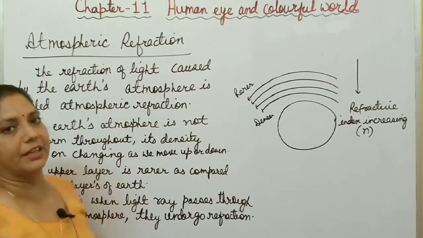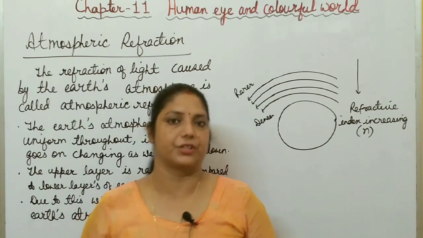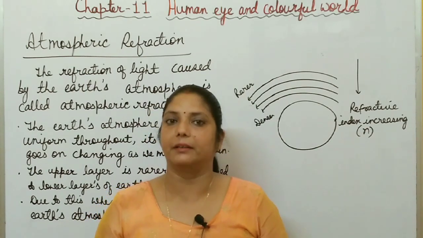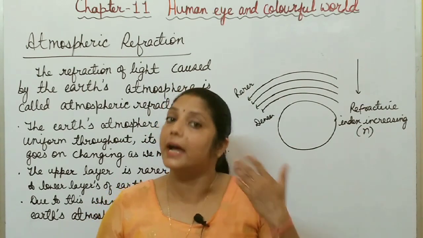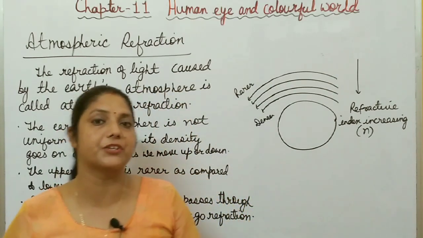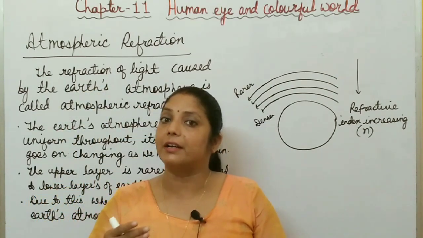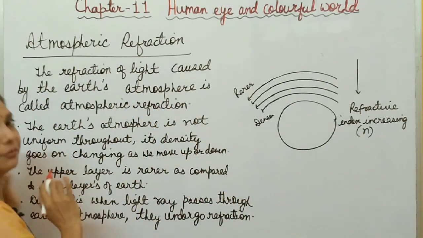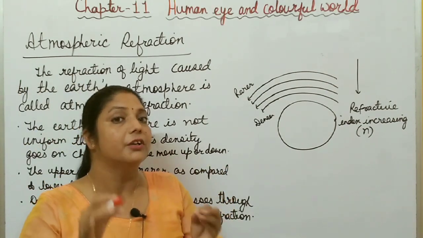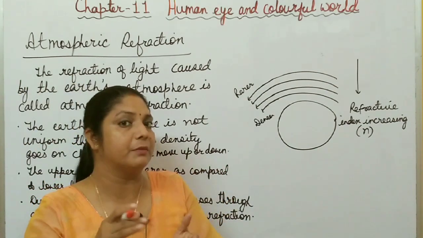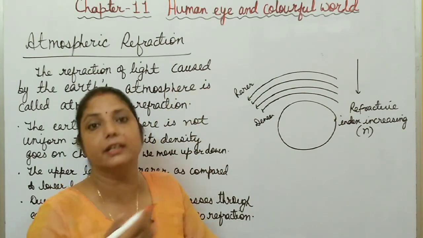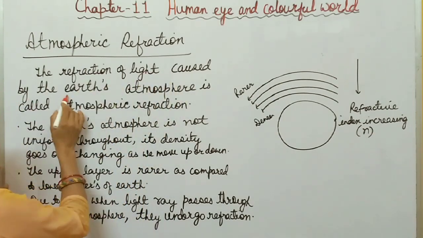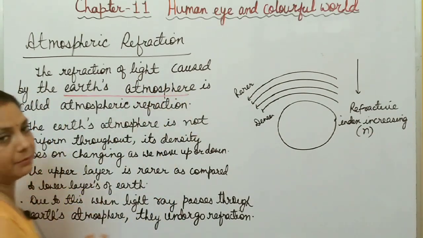Now atmospheric refraction. What is atmospheric refraction? Refraction, you know, is the bending of light when it travels from one medium to another medium. This is called refraction. Then what is atmospheric refraction? Atmospheric refraction means bending of light when it travels through different layers of the atmosphere. Here refraction takes place due to different layers of the atmosphere. When light enters through different layers of the atmosphere, refraction takes place. So the refraction of light caused by Earth's atmosphere is called atmospheric refraction.